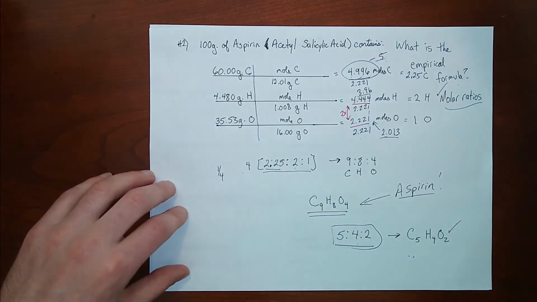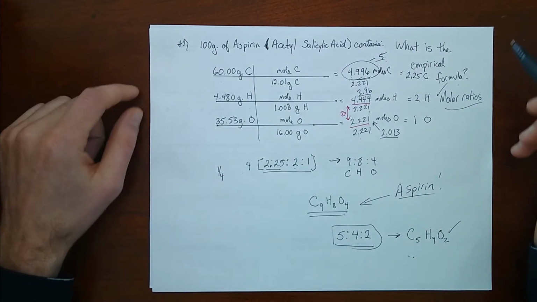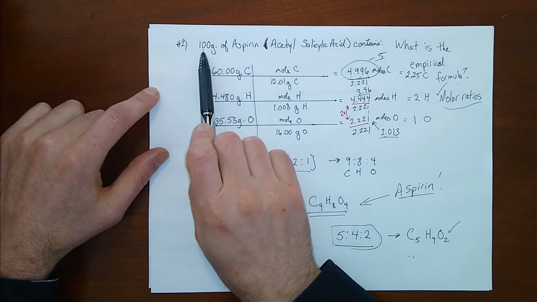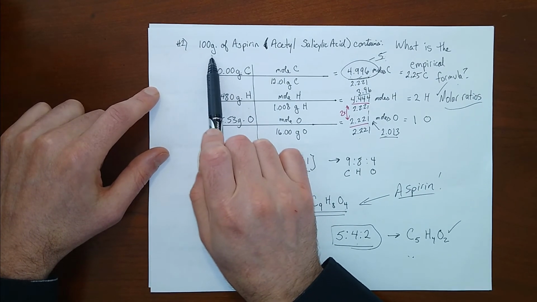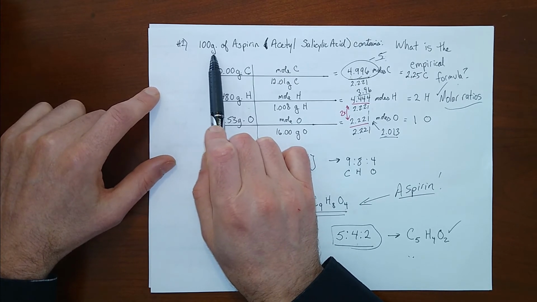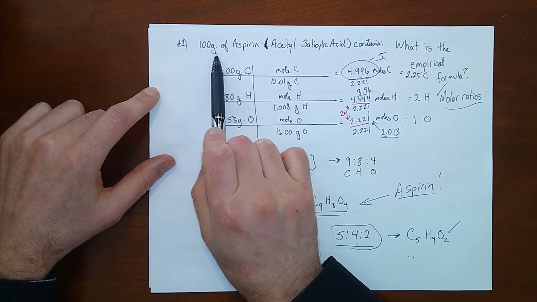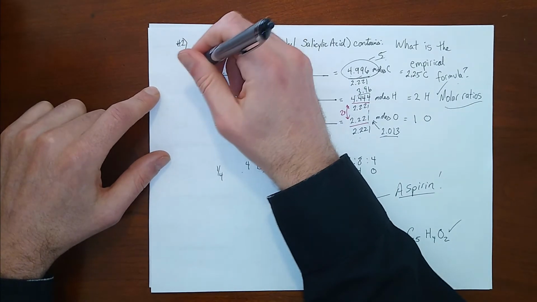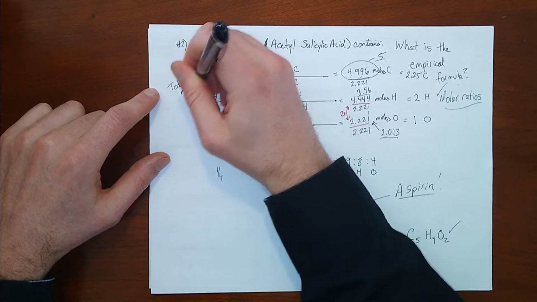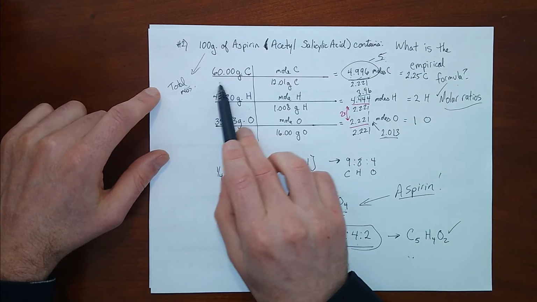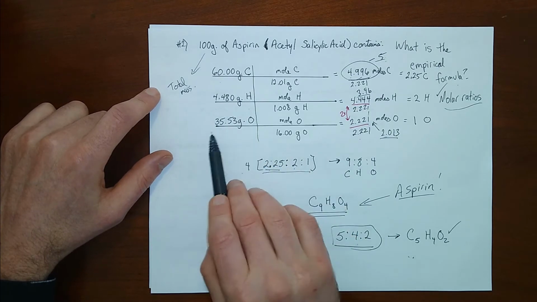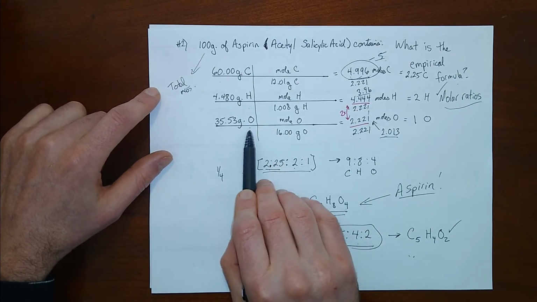Let's look at the example of the aspirin problem that we worked yesterday as well. So if I have 100 grams of aspirin, well, I've already been given my total here. We've said that in this problem, we're analyzing 100 grams of aspirin. So that's my total mass. And of that 100 grams, 60 grams is carbon, 4.480 grams is hydrogen, and 35.53 grams is oxygen.